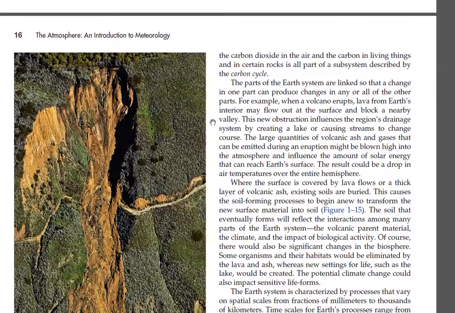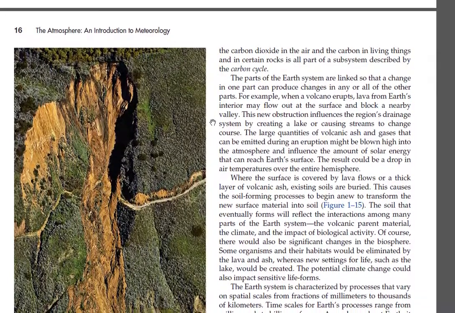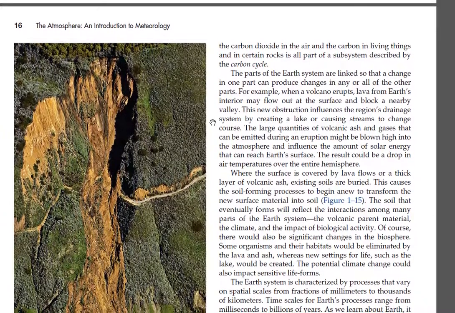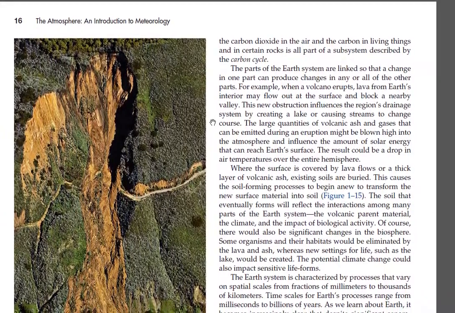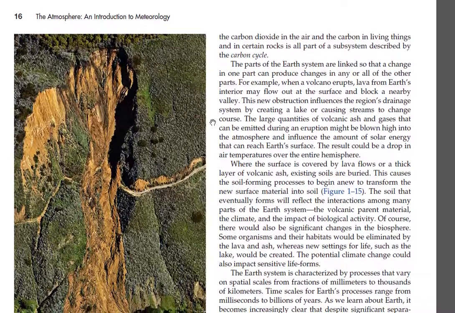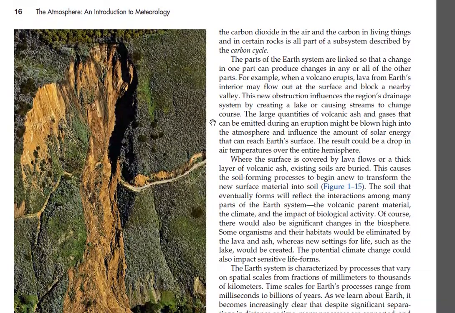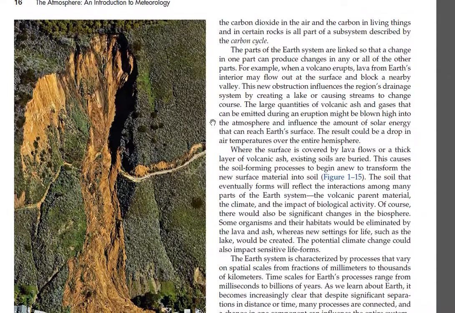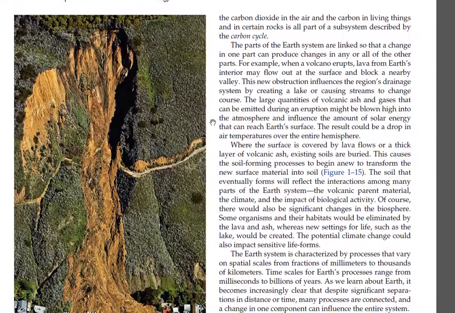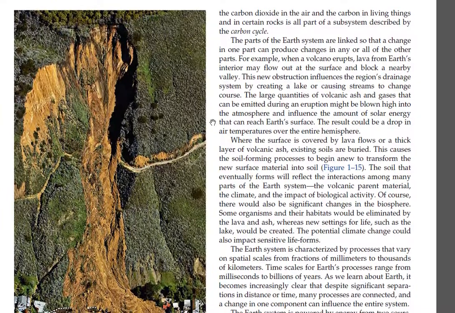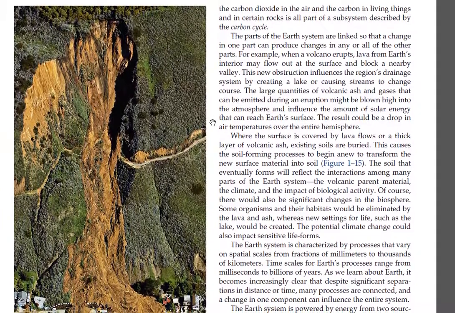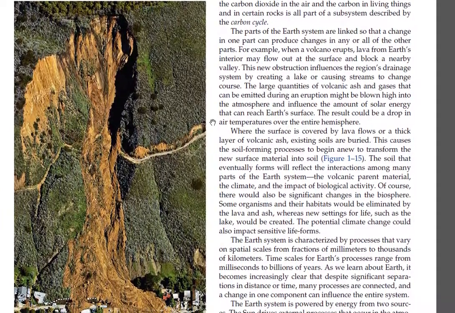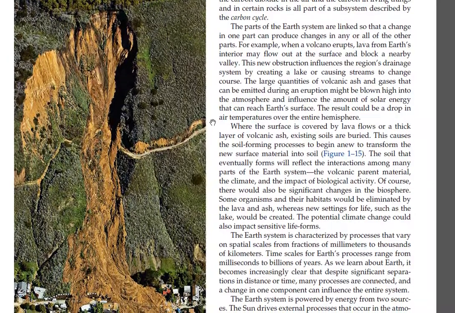This new obstruction influences the region's drainage system by creating a lake or causing streams to change course. The large quantities of volcanic ash and gases that can be emitted during an eruption might be blown high into the atmosphere and influence the amount of solar energy that can reach Earth's surface. The result could be a drop in air temperatures over the entire hemisphere.